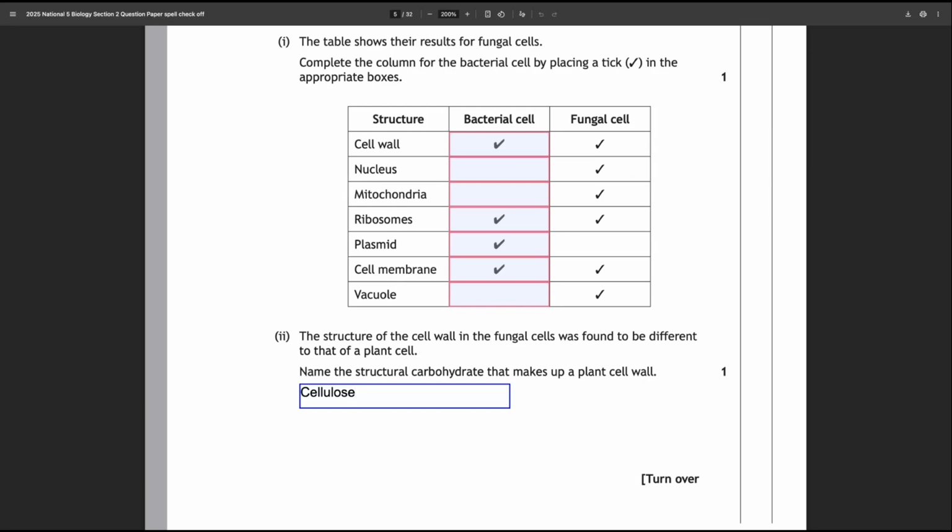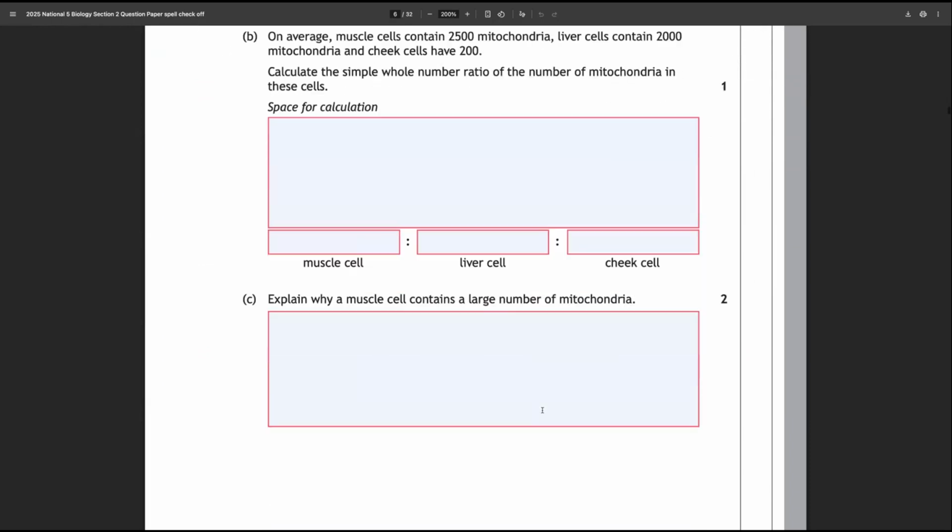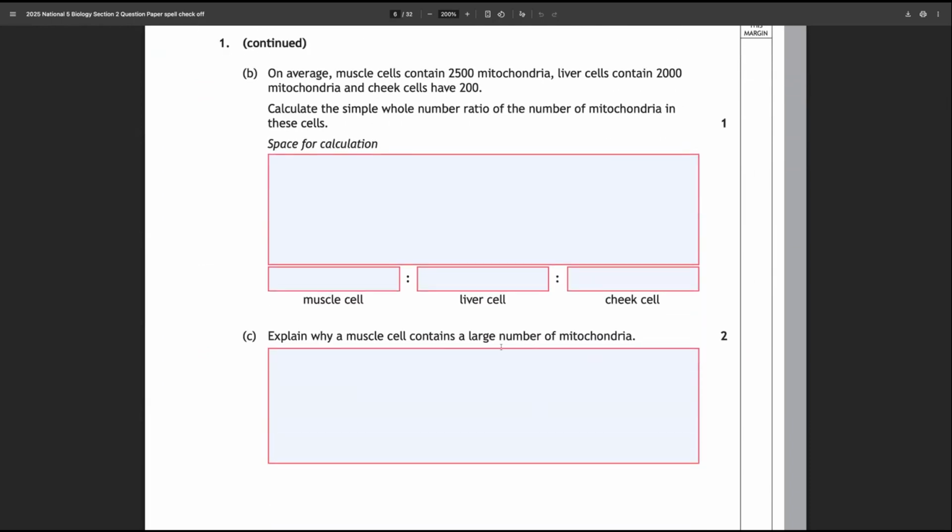Okay, it also mentions it in topic 1.1, and it says simply that the bacterial and fungal cell are made of different materials, but the plant cell wall is made of cellulose. So that's another one where you needed to know that. That was a knowledge-based question there.